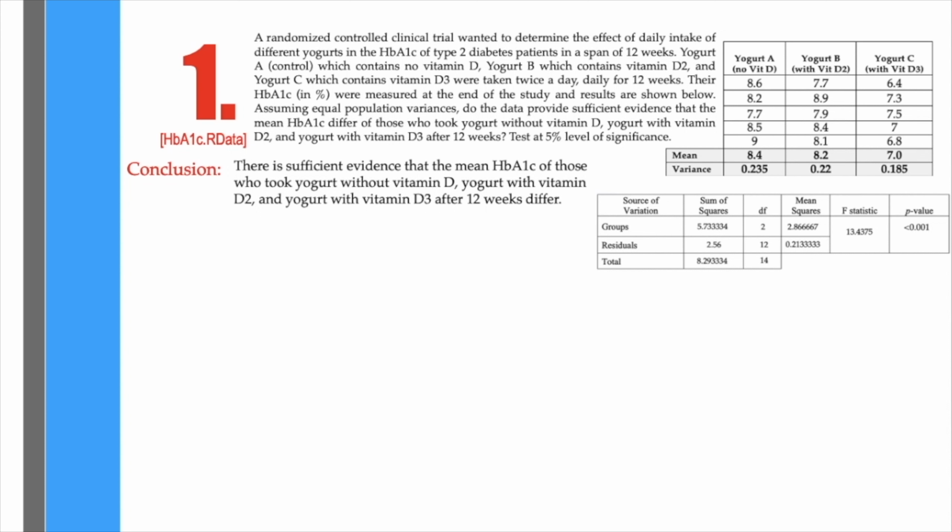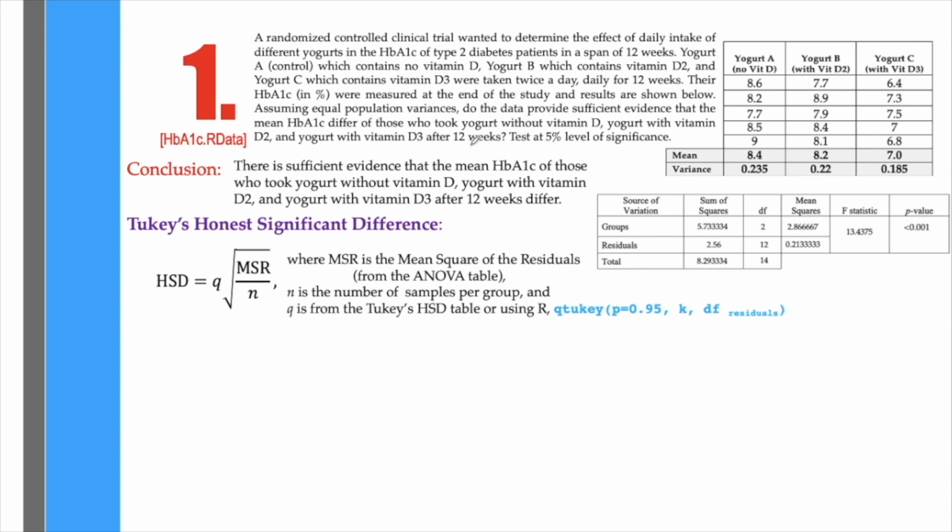So we have to determine which of the population means is the highest and/or the lowest among the 3. So we have to perform Tukey's honest significant difference. Now, to perform this, we simply have to apply the formula in which HSD is equal to Q times the square root of the mean squares residuals divided by N.